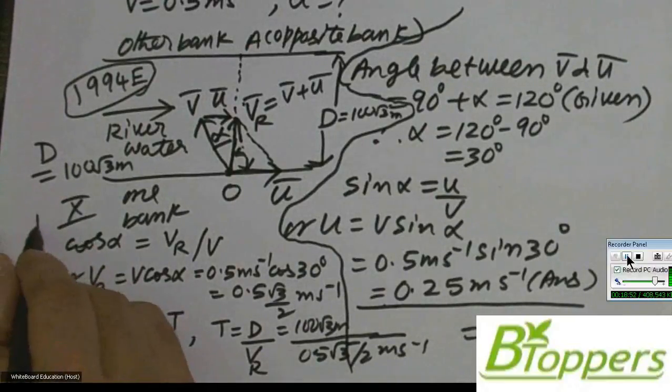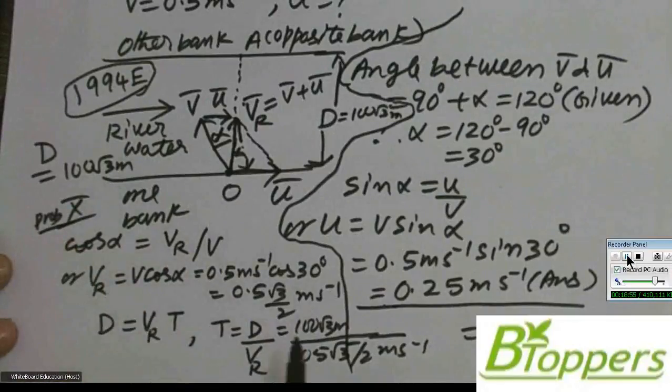So the answer for problem number 10 is 400 seconds. You can also solve this problem by directly using the derived result I have discussed earlier. That is, the time taken by the swimmer or boat to cross the river along the minimum distance path is given by T equal to D by root of V square minus U square. You can use that and solve this problem. You get the same answer even by that method.